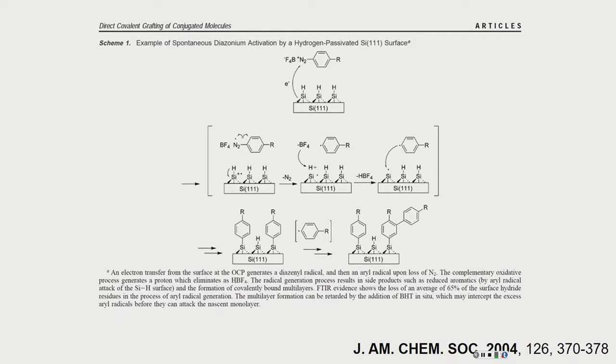So the proton can react with the anion to form, like here, an HBF4 molecule. So right here we have two kinds of radicals. On the surface we have a silicon radical, and here we have a phenyl radical. And these radicals can just combine with each other. In this way, we have the functionalization by the diazonium.